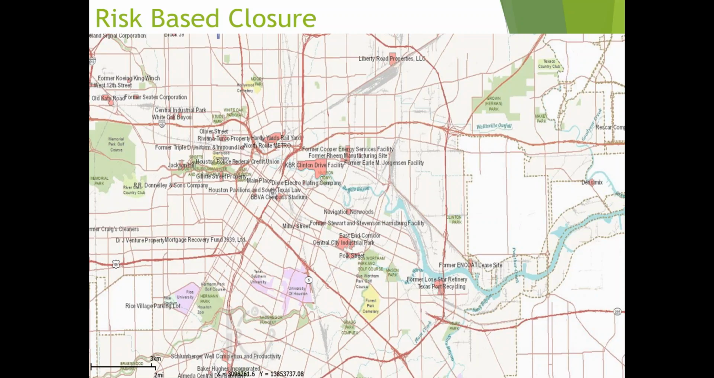Again, these are properties that have had an assessment performed, have had their sources of chlorinated solvents removed, and, by the way, not all of these are chlorinated solvent sites, but more than half are. They have also been delineated to the satisfaction of the City of Houston. So risk-based closure and MSDs and plume management zones are one option for dealing with chlorinated solvents.